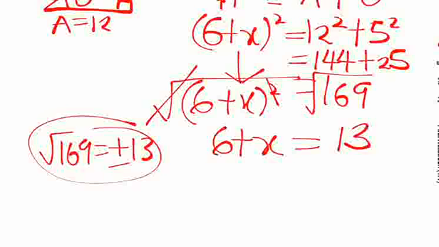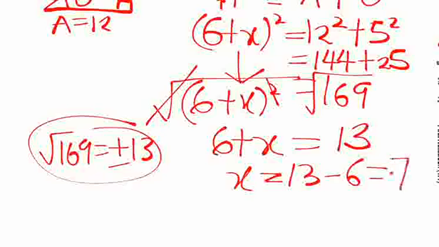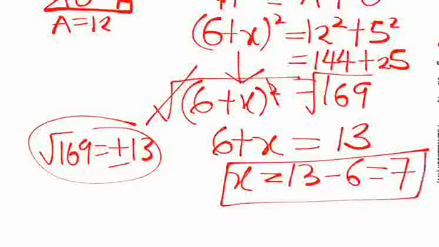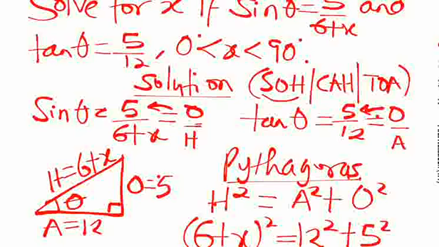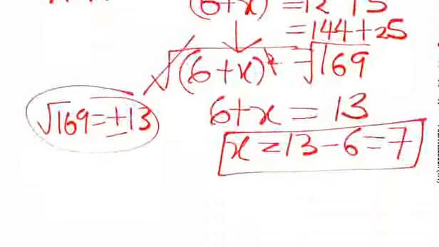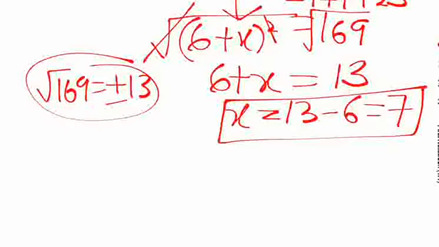So the square root of 169 will be taken as 13, and x will be equal to 13 minus 6, which will give 7. So the value for our x is equal to 7. So looking at the instruction, our 7, which is the answer, is less than 90 and also greater than 0. So the solution to the question is x equals 7.